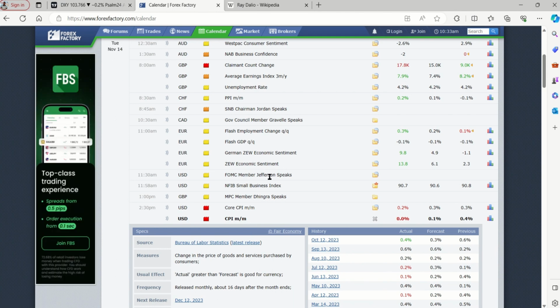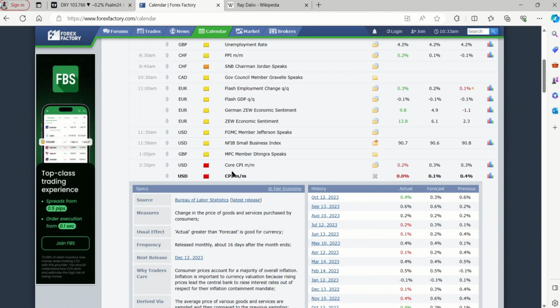All right, so there were two major releases on that Tuesday, the 14th of November. We saw CPI and then Core CPI. What is the difference between CPI and Core CPI? Though they are similar, they have a little difference.